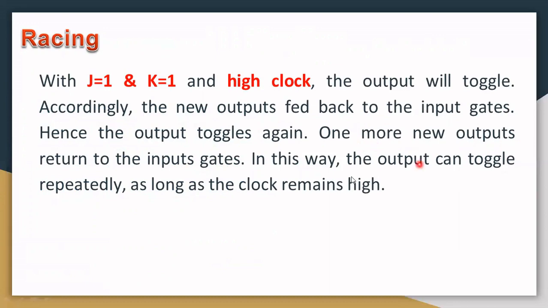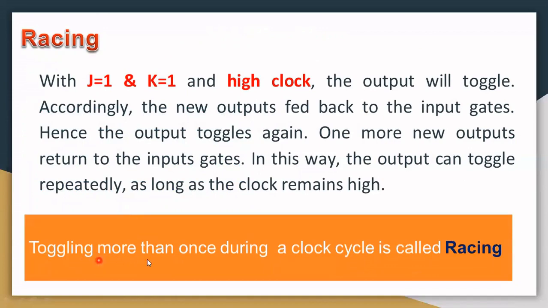Once more, the new outputs return to the input gates. In this way, output can toggle repeatedly as long as the clock remains high. So, toggling more than once during a clock cycle is called racing. So, this is an important term associated with JK flip-flop.